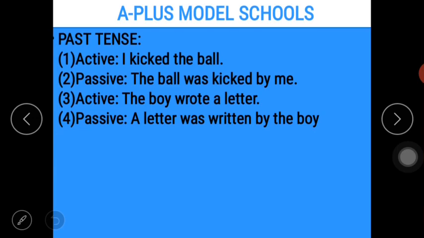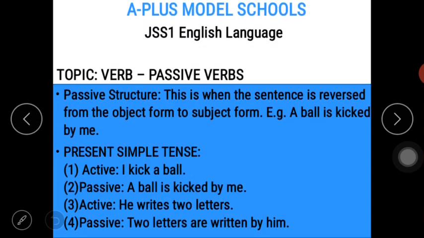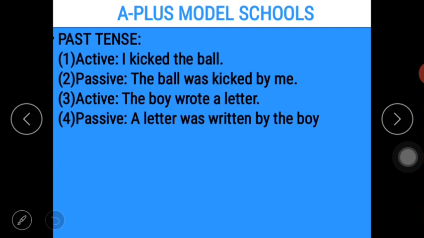So the ball was, remember we have the ball is. Now we're going to have here was. The ball was kicked by me.